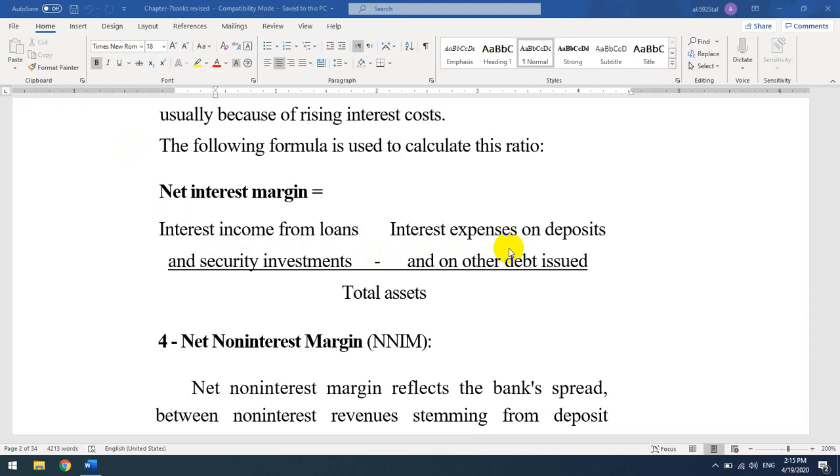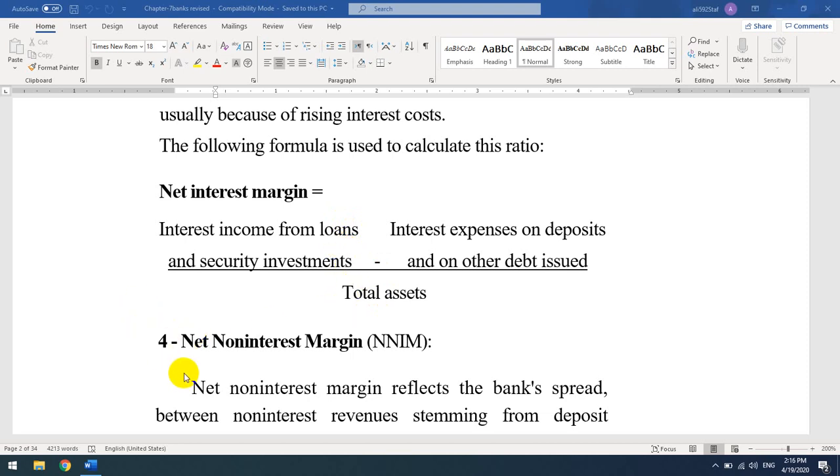So to measure the bank performance here, we use a ratio called net interest margin, which is computed as follows: interest income minus interest expense divided by total assets. This is a very, very important ratio in commercial banks.